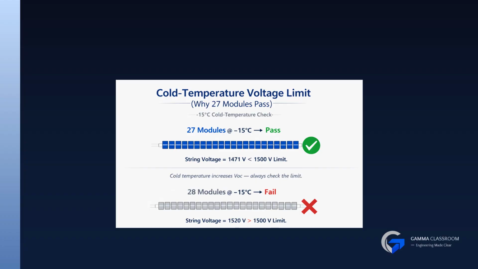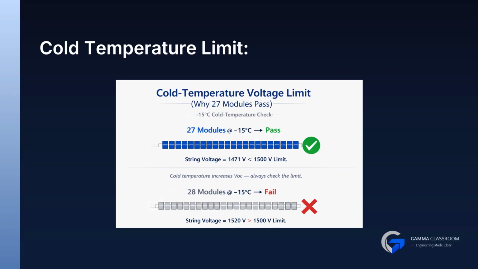At -15 Celsius, each module's voltage rises. 27 modules stay below the 1500 volt limit. It is safe. If we add just one more and the string voltage exceeds the limit, it fails. That's why engineers always size for the coldest day.